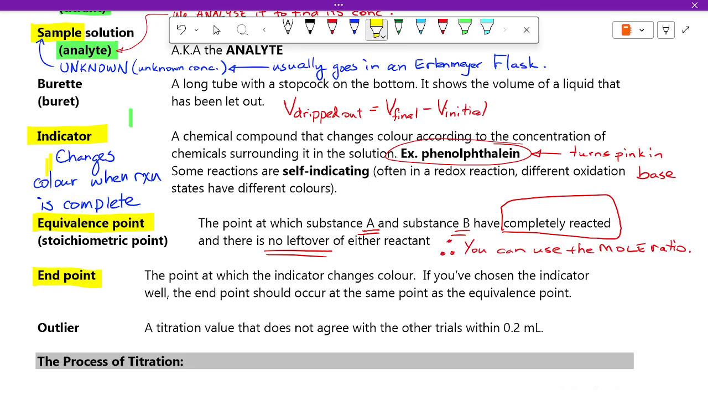But, like we'll learn in Unit 5, sometimes you can choose an indicator which changes color before you get to the equivalence point, before the reaction is finished. Sometimes you can choose an indicator that will change color after the reaction is finished. You have to add, like, say, extra base past what you needed to neutralize the acid. And that would be useless. So we're going to do a little stuff in Unit 5 about choosing a good indicator. So the end point is where the indicator changes color.